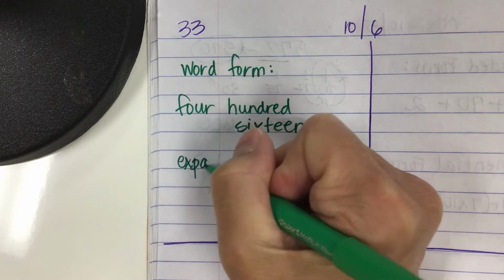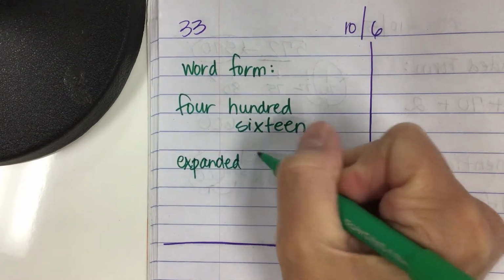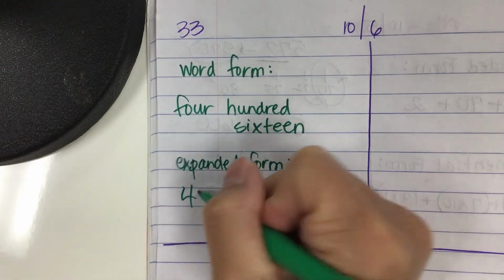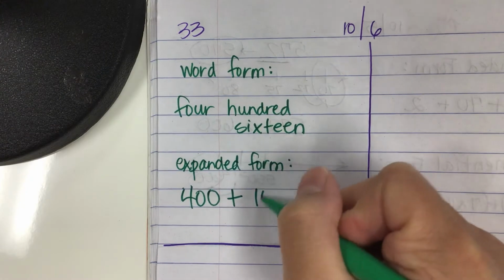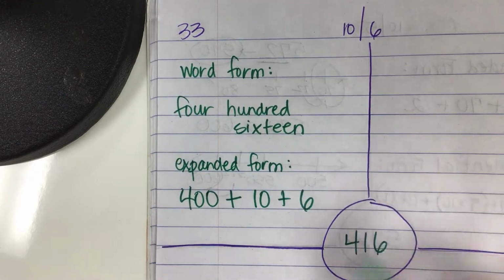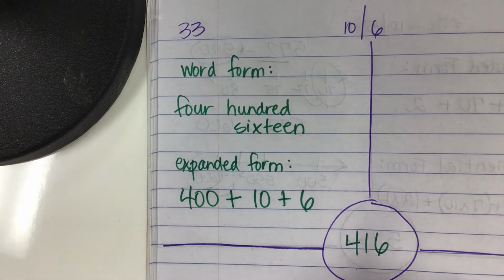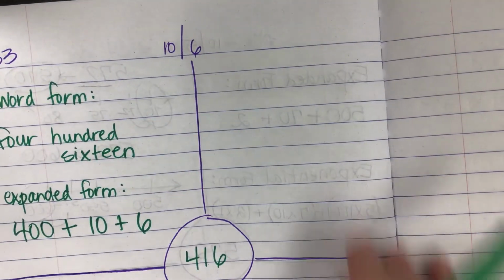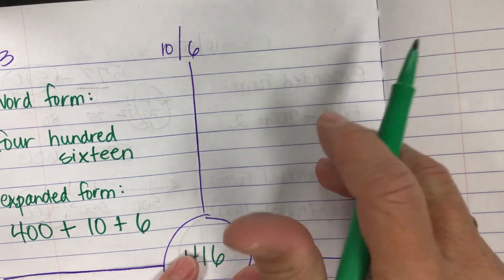Okay, then we are doing expanded form. I'm gonna write that. You don't have to, but it is good for your brain. So expanded form, we have 400, then we have 10, then we have 6. Remember, we're just telling the value of each digit.